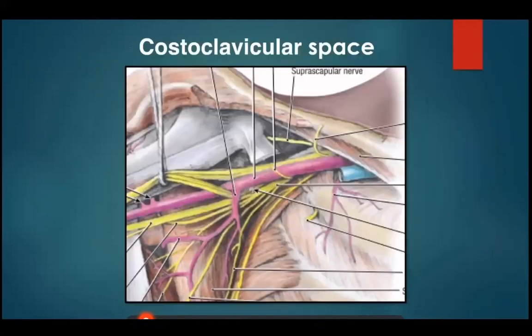The costoclavicular space is the space between the clavicle and the ribs. So while doing ultrasound, the clavicle is insinuated and the muscle that you see is the subclavius muscle. The costoclavicular area is the area that is sandwiched between the subclavius muscle and the serratus anterior. Here you can see the nerves and the vessels.